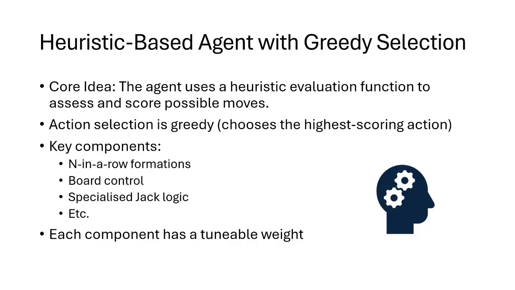This was critical because it allowed us to address the balance problem. For example, how much more valuable is completing our own 4 in a row versus blocking an opponent's 3 in a row? These tunable weights give us the freedom to make those strategic trade-offs.